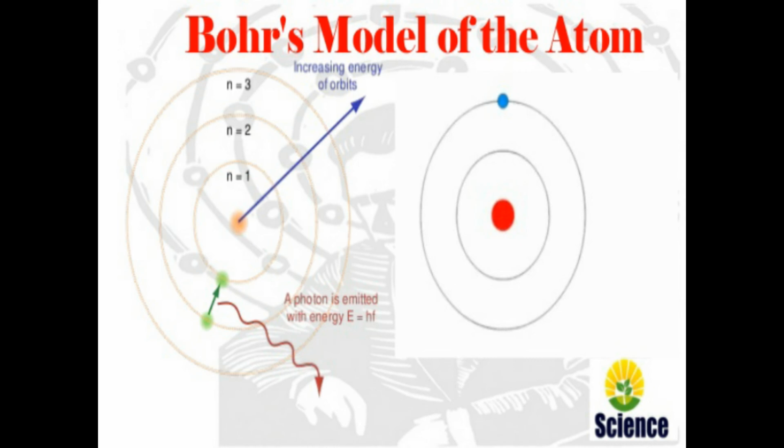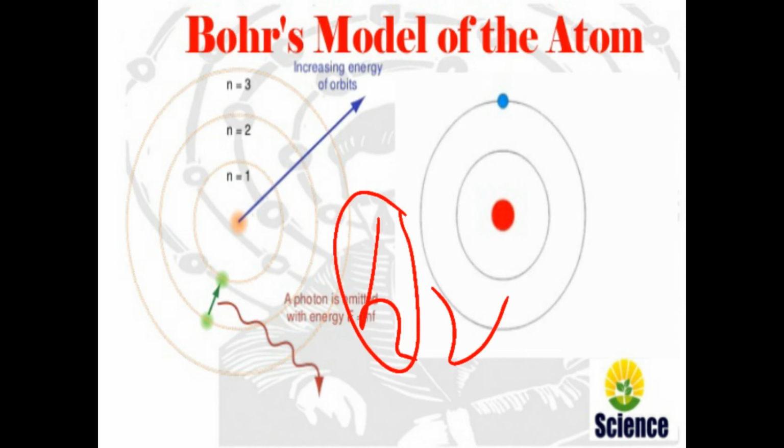The next, when the energy is absorbed or evolved in a fixed value, the photon absorbed or released must have a constant amount of energy difference, and this energy difference is equal to the energy difference of these orbits, which is equal to h mu.